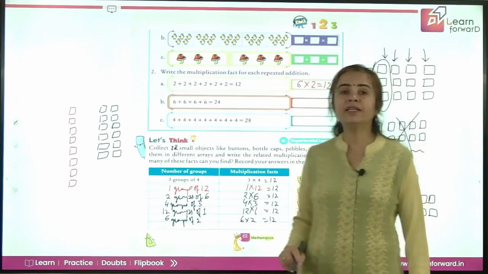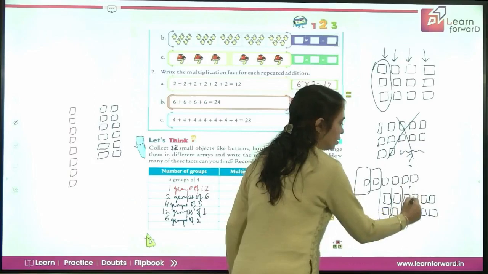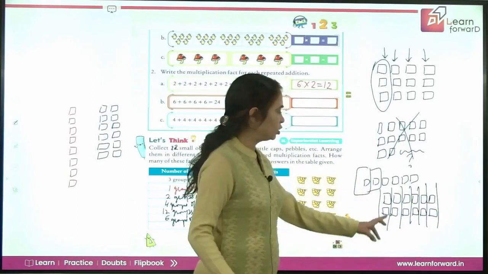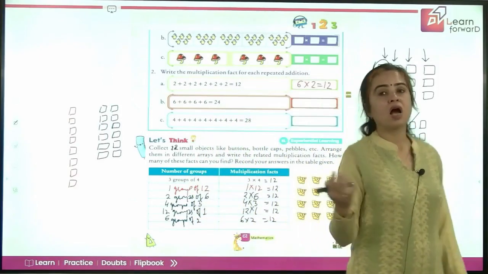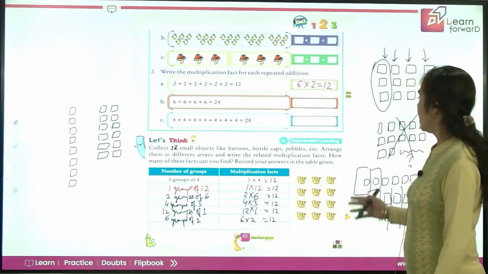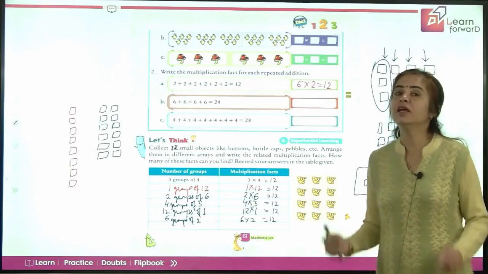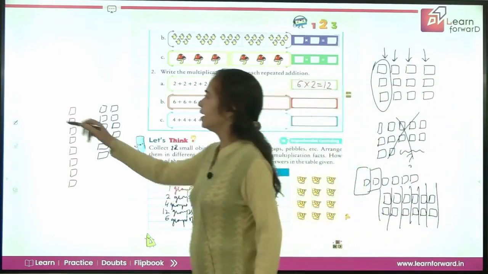So, how do you get these 6 groups? One group is this, another this, 3, 4, 5, 6. And in each group, how many do you see? You see 2, 2 squares. So, this is how you get your multiplication facts, right? And one set of numbers can be arranged in different arrays, children. Now, moving to the next.